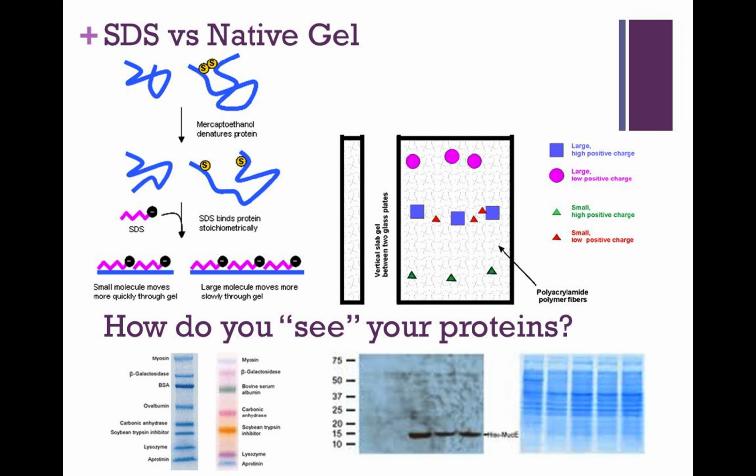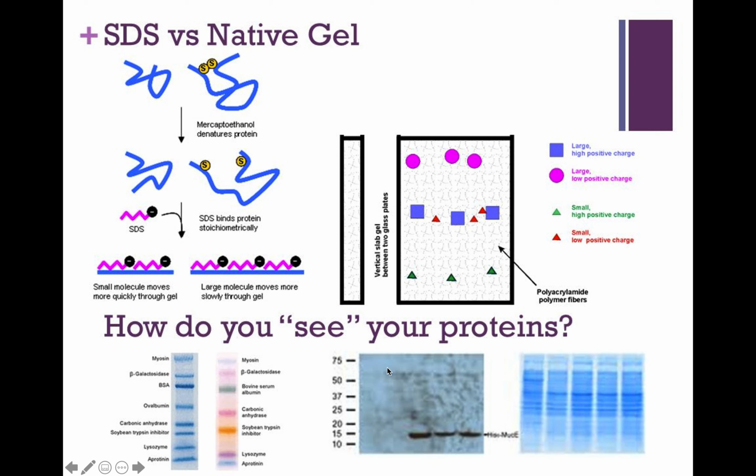Of course, it runs from negative to positive, not so much based on the charge, as compared to the native. Over here you can have large high positive charge or large low positive charge, which you could differentiate on the gel all at one go, whereas this is only for the size, and this is for size and also for the charges. I actually don't have a side-by-side comparison of SDS and native in terms of the actual gels.